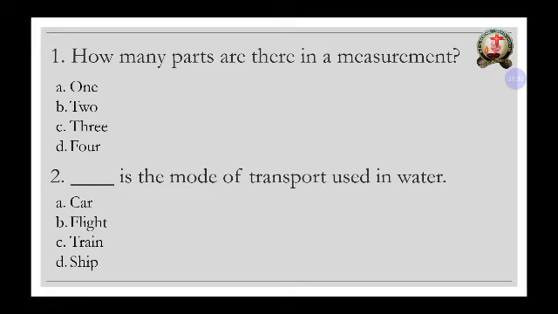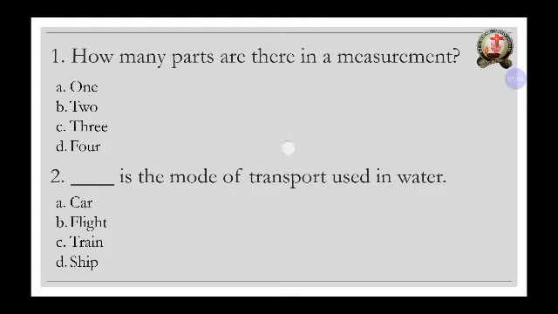So the first question is, how many parts are there in a measurement? I'll repeat the question again. How many parts are there in a measurement? There are four options available for you. Option A 1, option B 2, option C 3 and option D 4. Try to guess and recall the answer on your own. Shall we see the answer now?